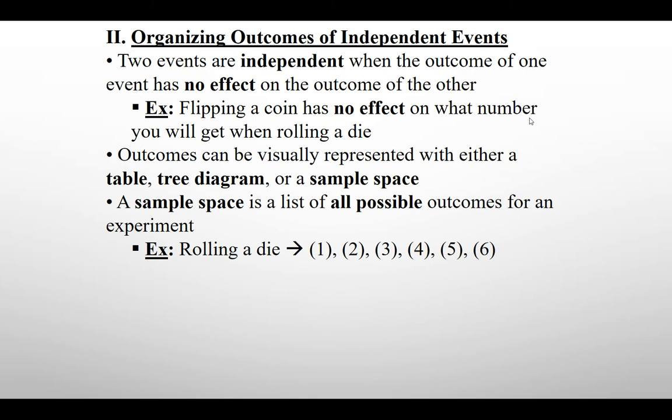We're going to focus a bit more on the other two, using a table to represent the outcomes of two independent events and also a tree diagram. We'll jump right into an example where we do this. I'm going to flip a loonie. Again, a loonie would have a heads and a tail side to it. And I'm going to roll a four-sided die.